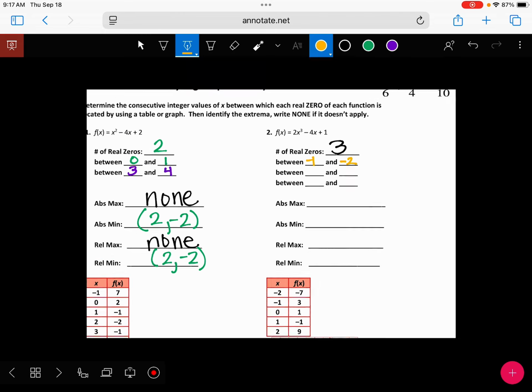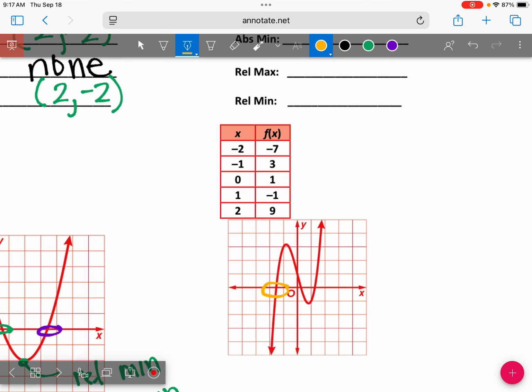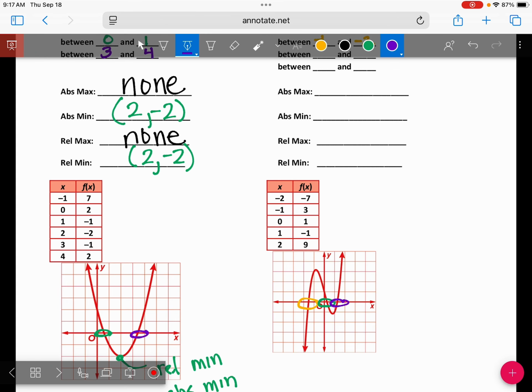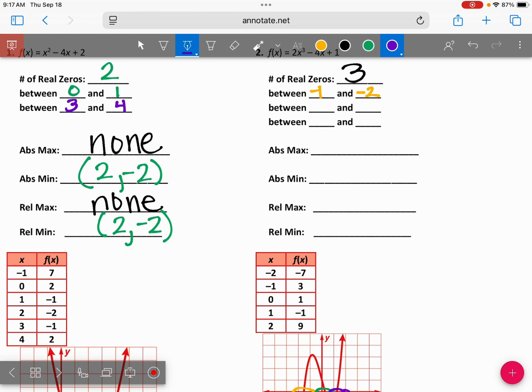And then what about my next one? 0 and 1. And then my third one is in between 1 and 2. So we have one between 0 and 1. We have another one between 1 and 2.